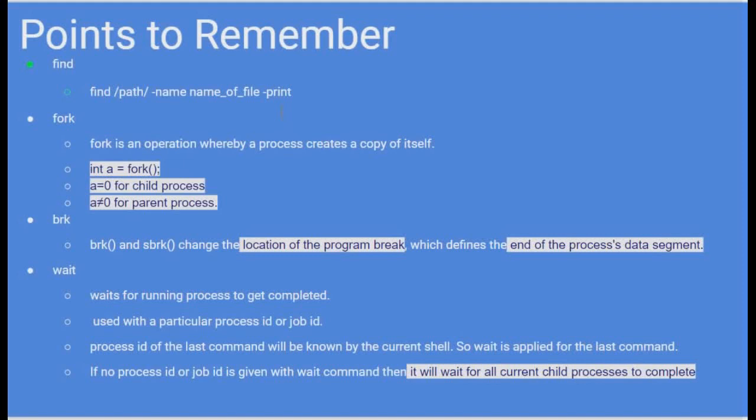brk is used to change the location of the program break. Generally we define it as the end of the process data segment. So wait is waiting for the current process to get completed, used with a particular process ID or job ID. Process ID of the last command will be known by the current shell, so the wait will be applied to the last command. If no process ID or job ID is given with the wait command, then it will wait for all the child processes to get completed.